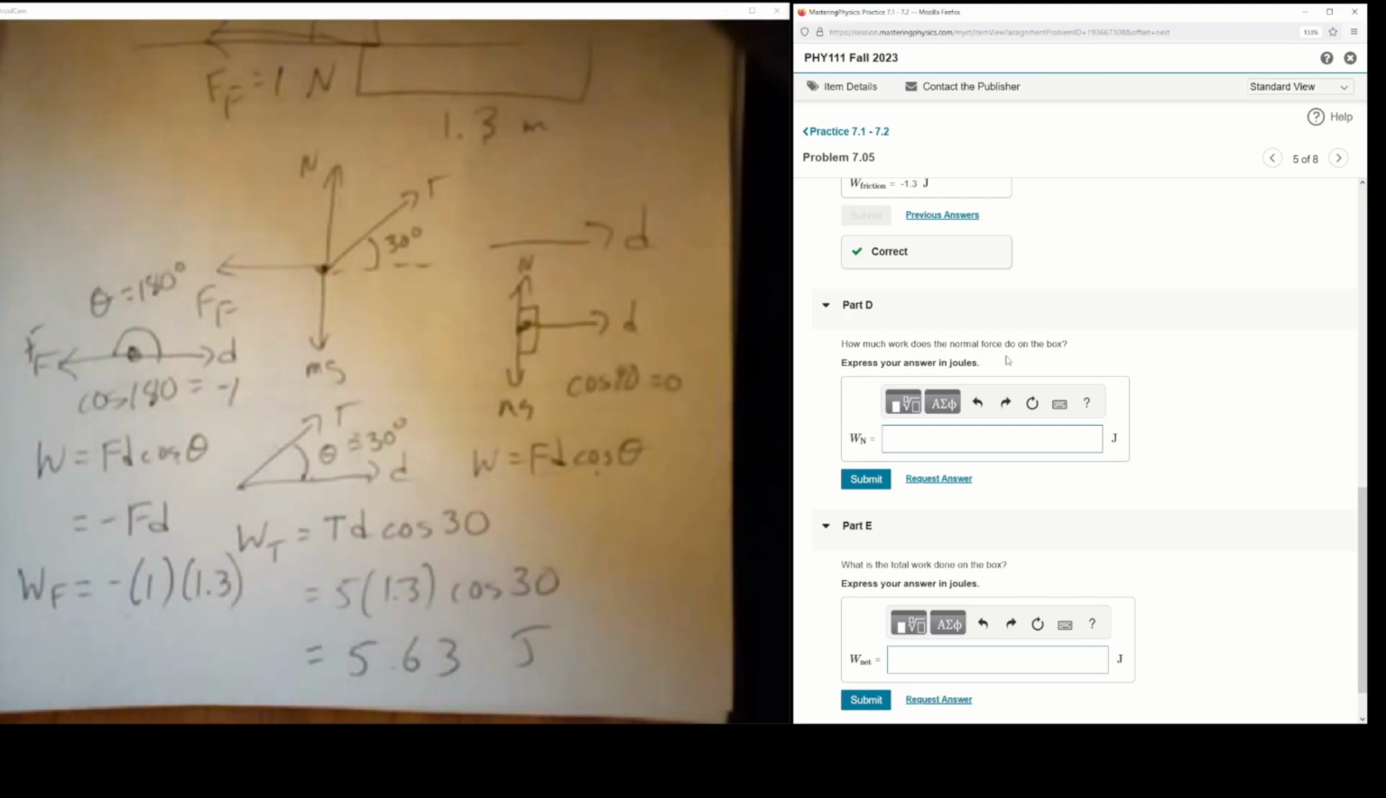Again, pushing up isn't going to make the object move to the right. So how can a normal force do work? How can you push up and have something move to the right? So the normal force contributes nothing at all to the motion.